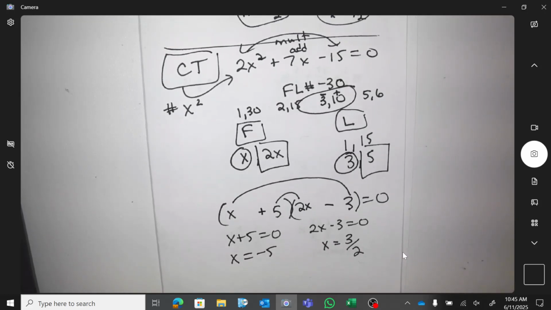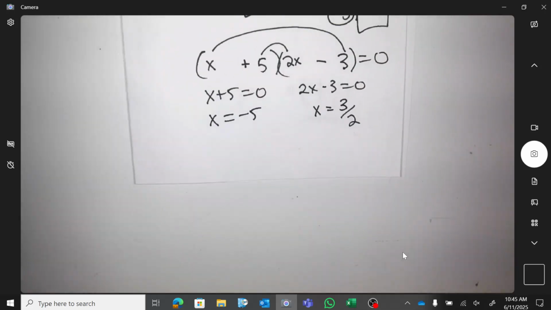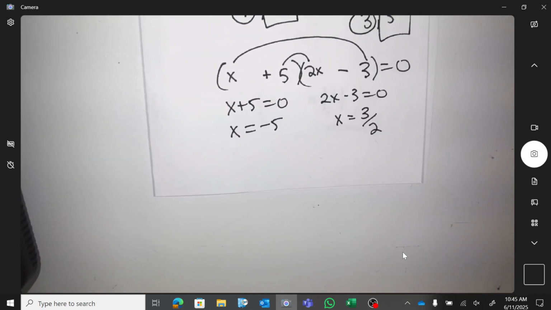How do you make the brackets be a 0? Well, if x was -5 or positive 3/2.